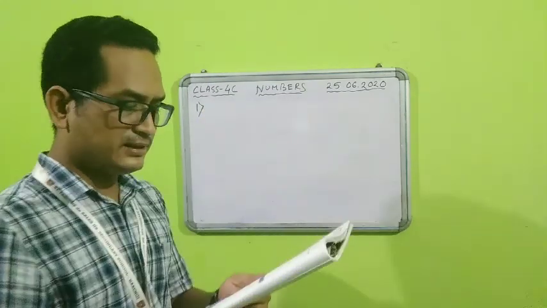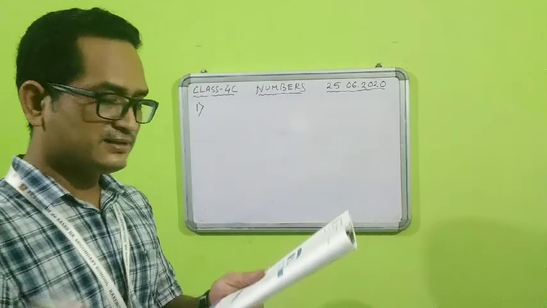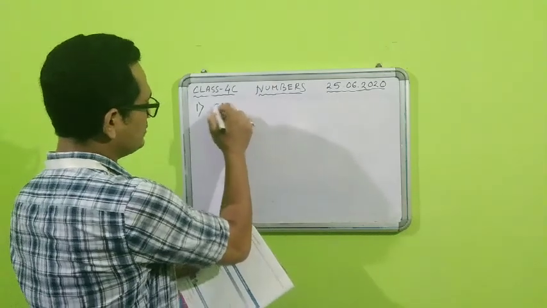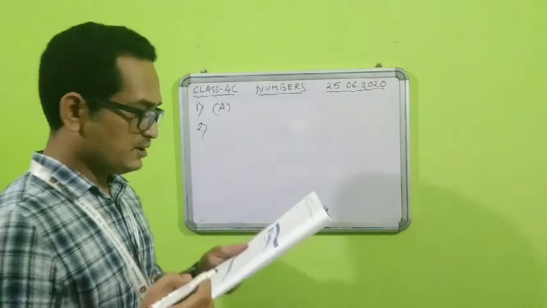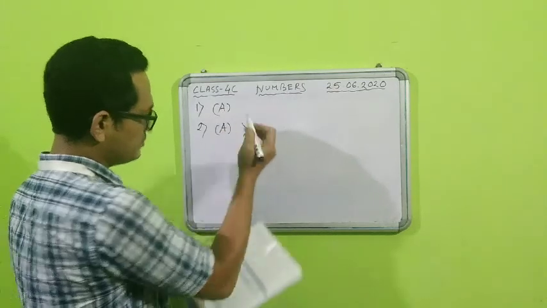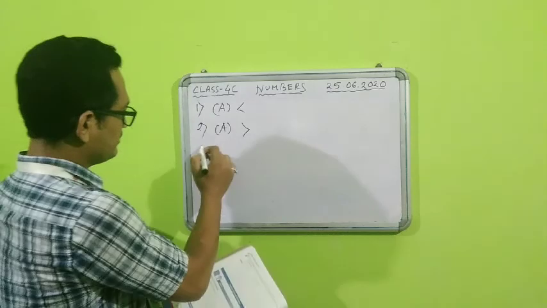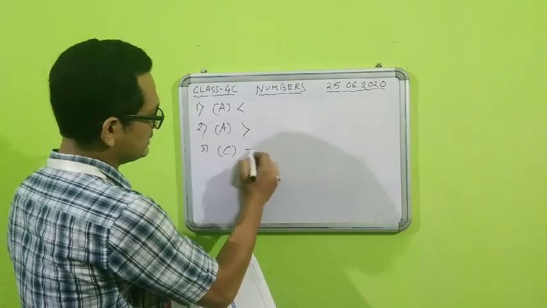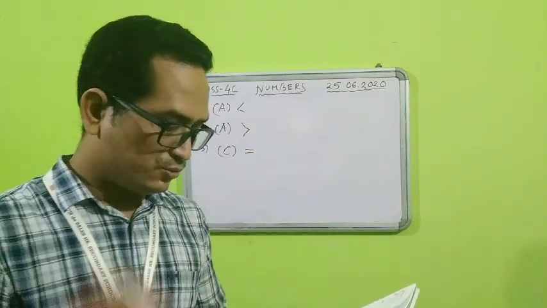Compare the numbers. Question number 1, 5 and 7, it's a very easy question, students. 5 is smaller, so definitely 7 is greater, so option A will be correct. That is, 7 is greater than 5. Question number 2, 240 and 200. Which is greater? Obviously 240 is greater, so this symbol will come here. Number 3, that is 25, of course that will be equal. So that is option C, that is equal will come. So that is 1 to 3, that is a recalling part. We'll go to the next question.